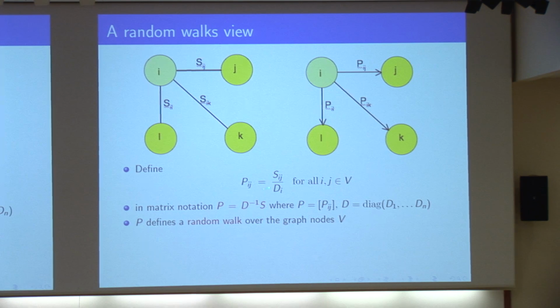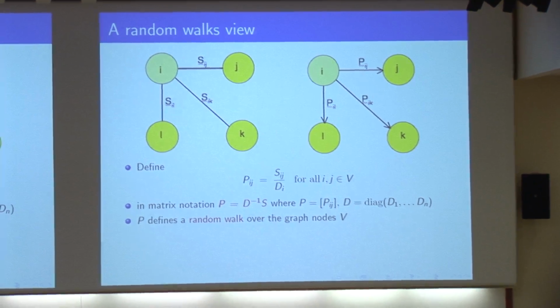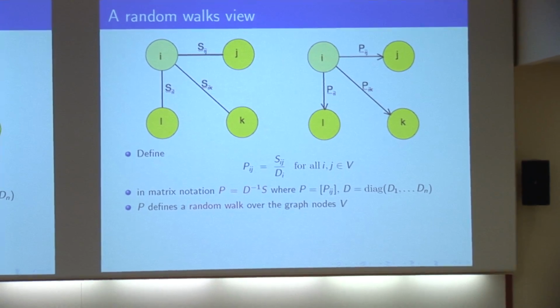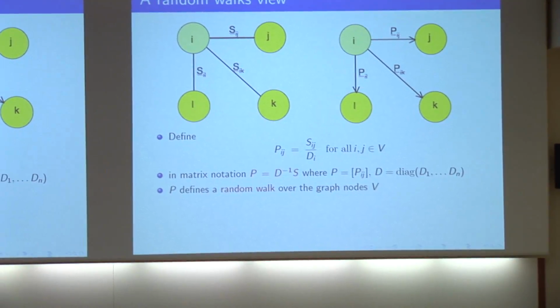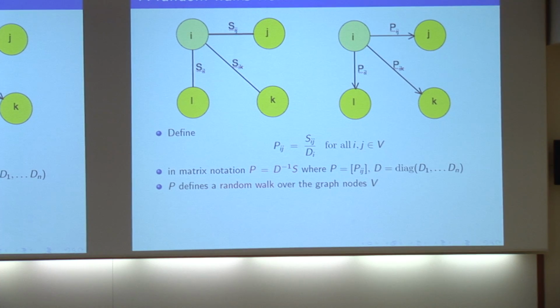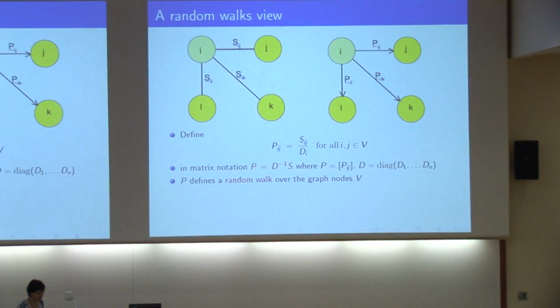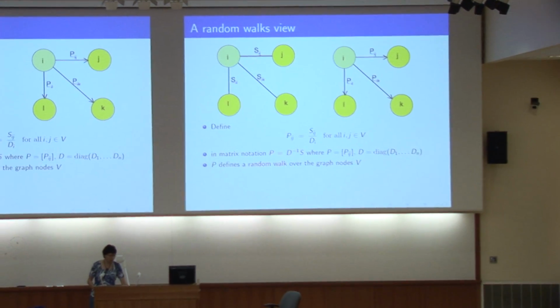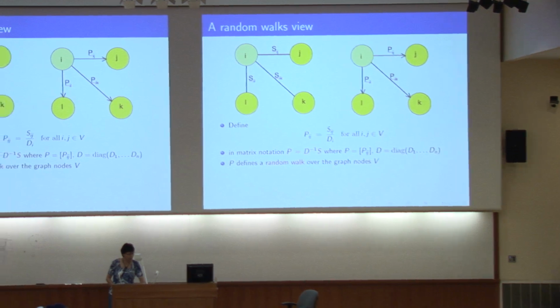In matrix notation, I can write it as the similarity matrix S multiplied on the left by the inverse of the degrees. And that gives me a stochastic matrix, and the stochastic matrix is the transition matrix of a Markov chain. So any weighted graph defines a Markov chain over the nodes. And so now I can think of grouping the nodes by how the Markov chain affects them, or how the weights affect the Markov chain.